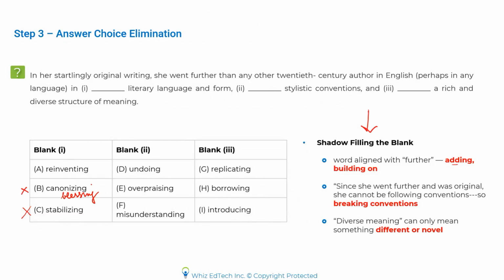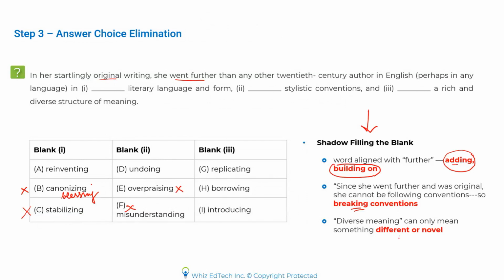Reinventing, although I did not come up with that word, it's quite close to adding or building on, especially with words that we already looked at, original, and went further. All right. So I'm going to keep A on hold for the moment. Let's look at B, breaking conventions. So overpraising definitely does not go with what we have shadow filled. Misunderstanding, totally irrelevant here. Undoing is the closest to breaking conventions. Great.